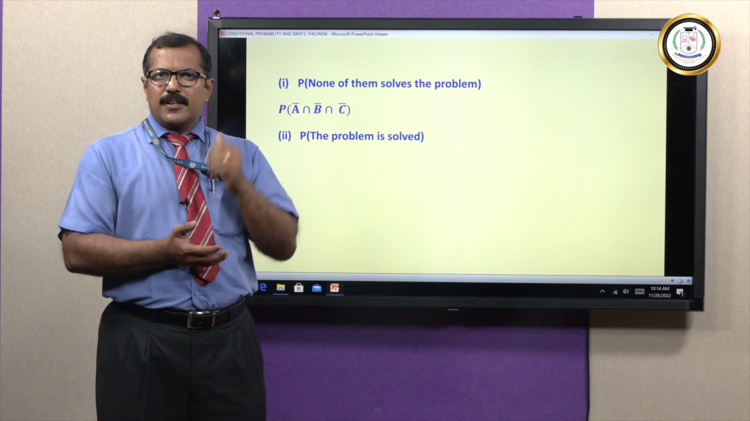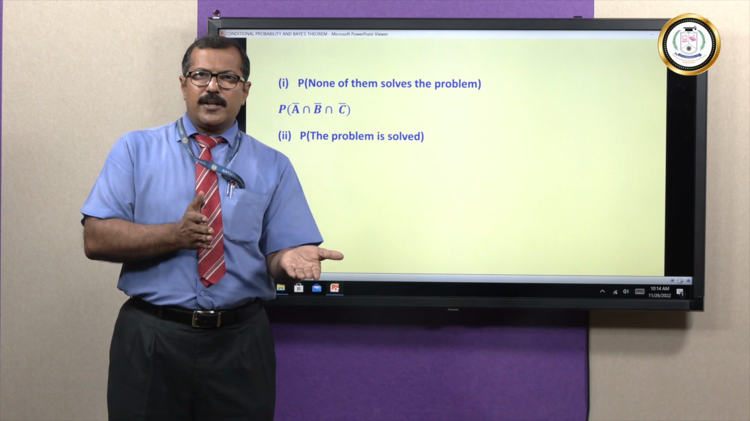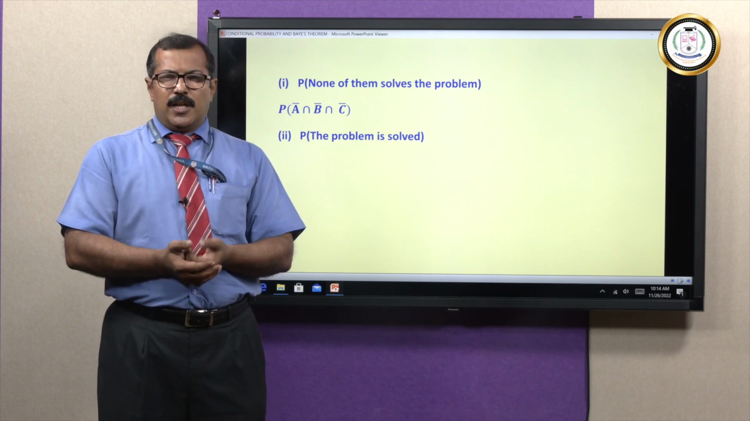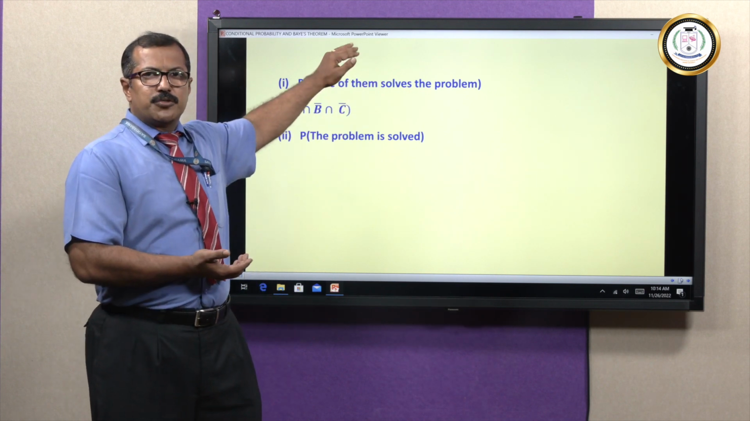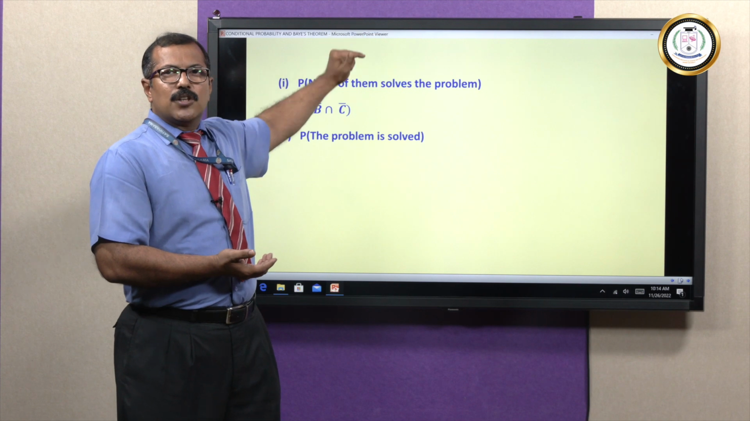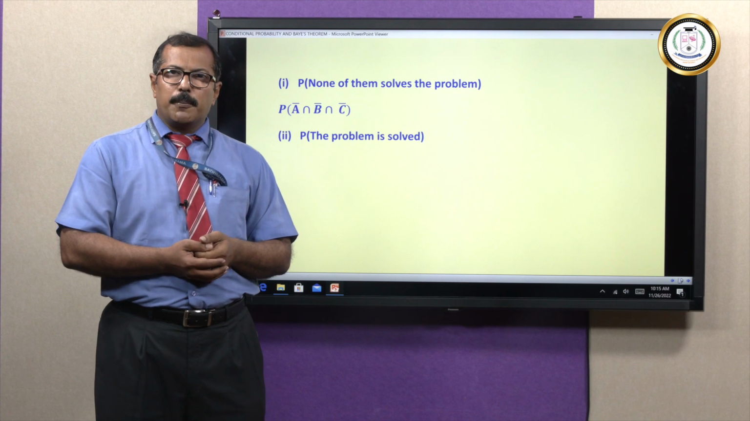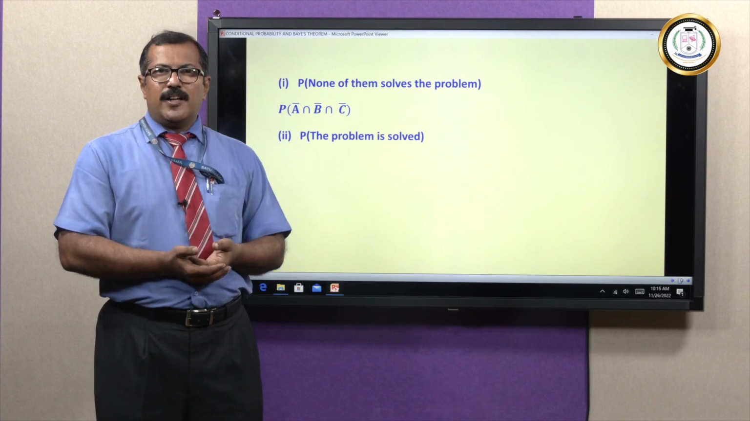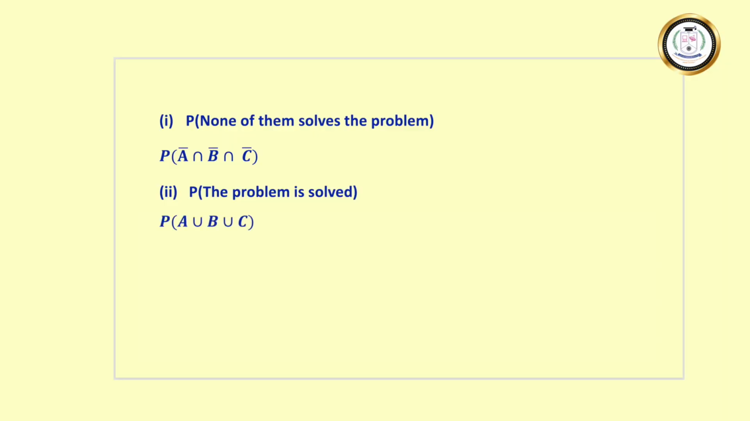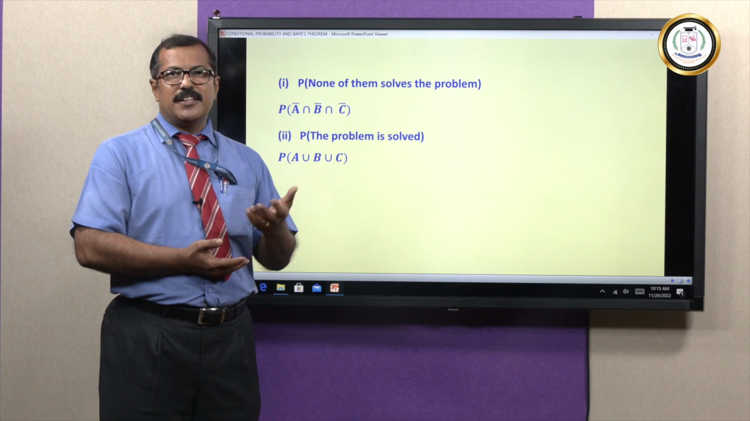But instead of looking at it like this, there are two possibilities. The problem can be solved or the problem is not solved. If the problem is not solved, it means that none of them solves the problem, which reduces to the first one. So it is the complement of the first one. The first one says none of them solves the problem. The complement of it, at least one of them solves the problem, is the problem being solved. Therefore, A union B union C is 1 minus P of A complement intersection B complement intersection C complement.